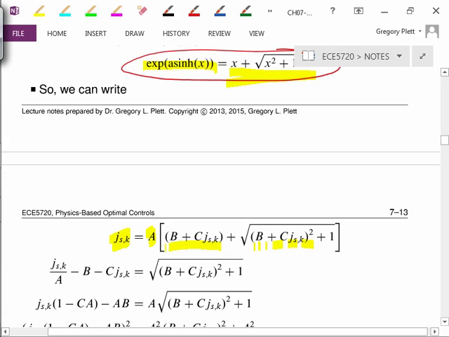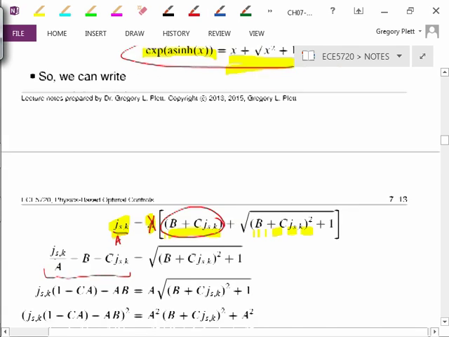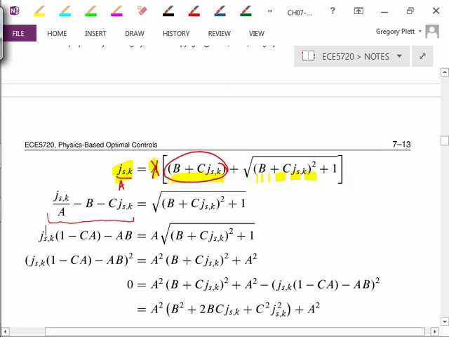which looks a little bit more manageable because we've gotten rid of the trig things. What I'm going to do is isolate the radical on the right-hand side by bringing everything else over to the left-hand side. So I'll divide both sides by A, that gets rid of this. Then I'll subtract this from both sides, and that gives me this new left-hand side: j_s over A minus B minus C times j_s equals the remaining square root.